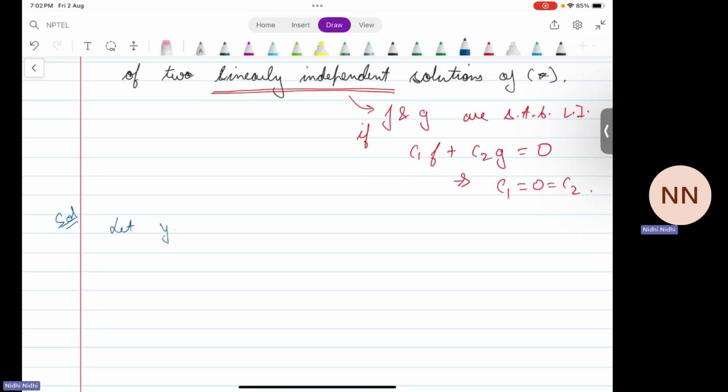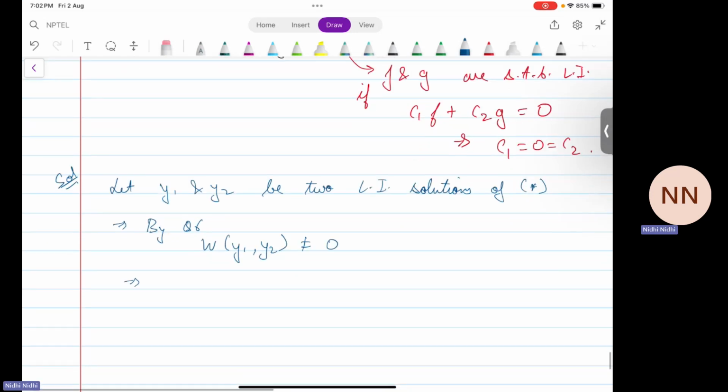Let y1 and y2 be two linearly independent solutions of star. This implies by question 6, the Wronskian of y1 and y2 must be non-zero. Because if the Wronskian is 0, that must imply that y1 and y2 are linearly dependent. But we have the opposite. We have y1 and y2 are linearly independent.